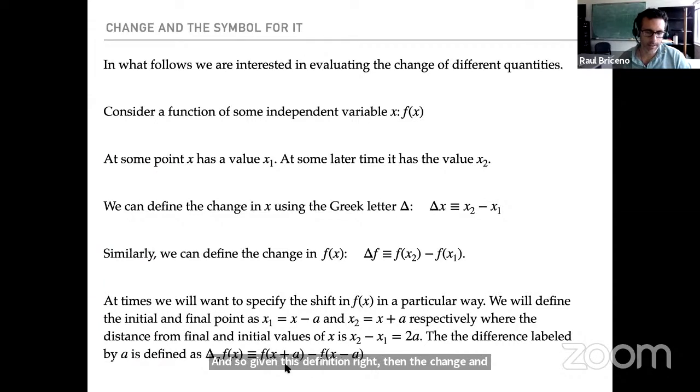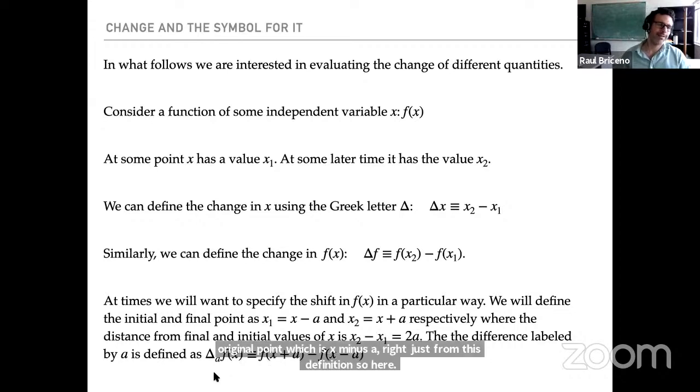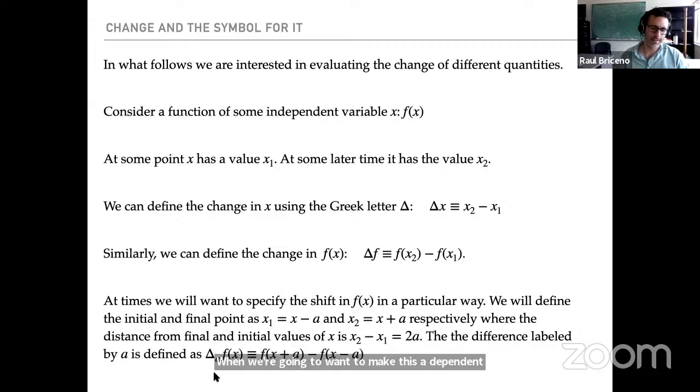And so given this definition, then the change in f is just going to be f evaluated at the later point, which is x plus a, minus f evaluated at the original point, which is x minus a, right? Just from these definitions over here. When we want to make this a dependence explicit in the difference of the functions and the change in the functions, sometimes we'll use this subscript a, just to emphasize there's some a dependence. And this is going to be useful when we're considering numerical evaluations of this and we want to take a to be 0, okay? So that's that.